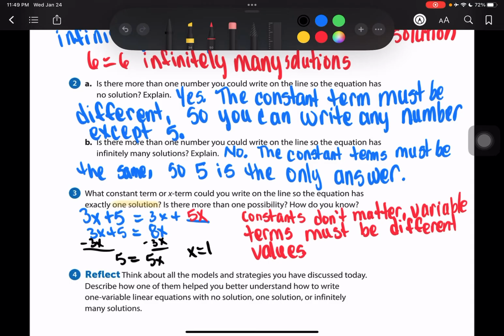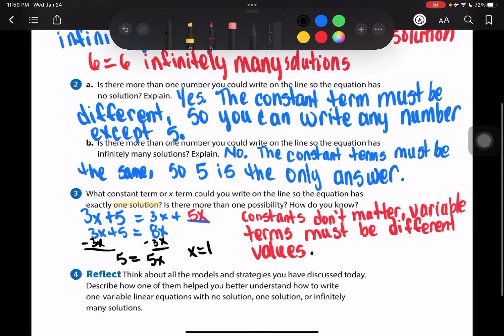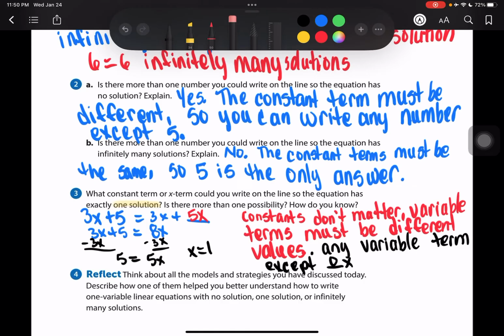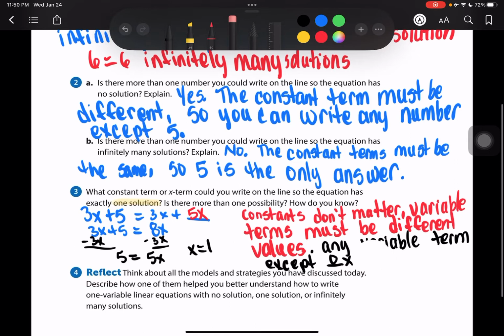Okay, so one great thing I love about math is that you can prove it. So any variable term except 0x. And remember, when we talk about variable term, we want the coefficient.